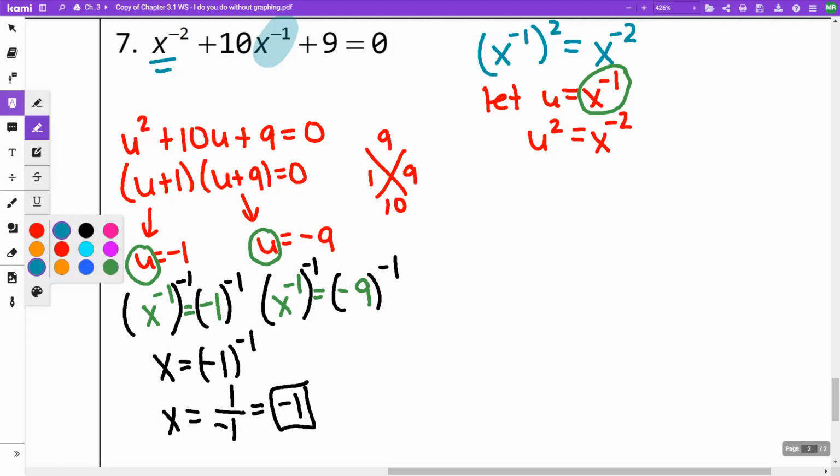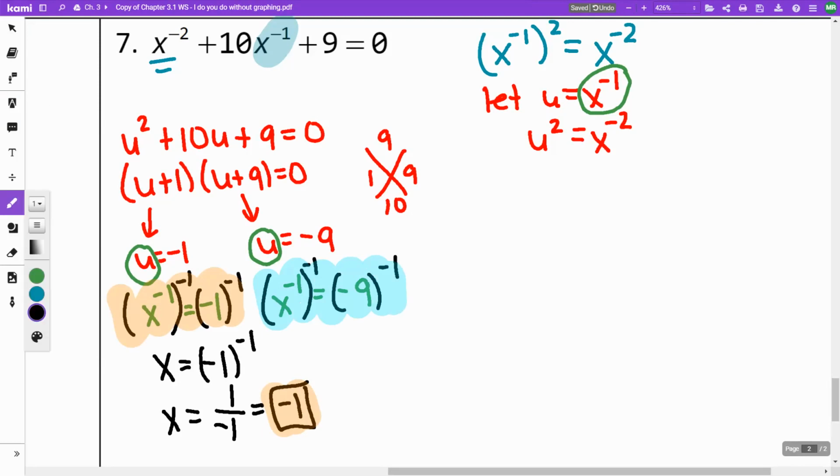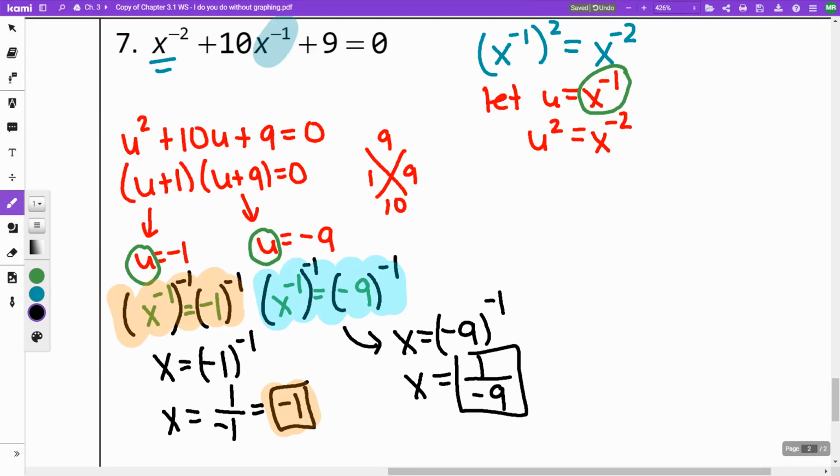Okay, so that was me working out this portion right here. I got this. And when I work out this portion here, I'm going to get x is equal to, again, a -9 raised to -1. And so that's going to be 1 over -9, or a -1/9. And that is going to be my other answer. And then we're adding this into our composition book as notes.